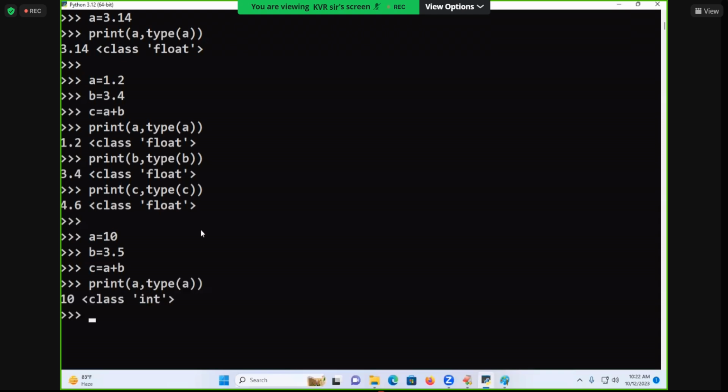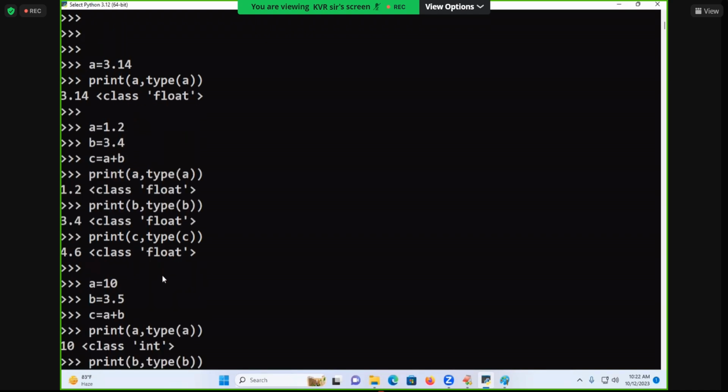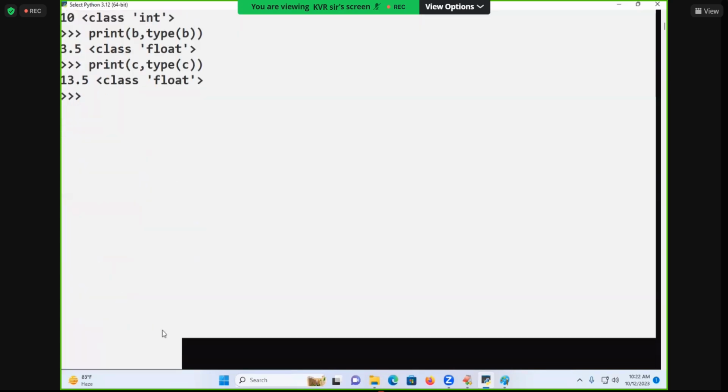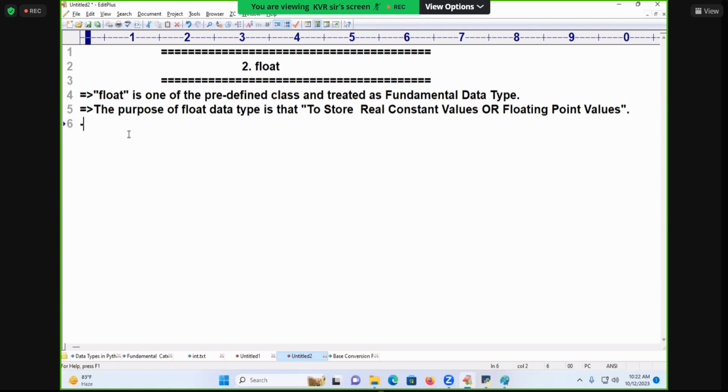Print of A is int type, print of B is float type, print of C is float type, because 10 plus 3.5 is what type? Float type. Did you understand? Yes. Please look at it. That is simple. That is very easy. Now, I will give you some more explanation.